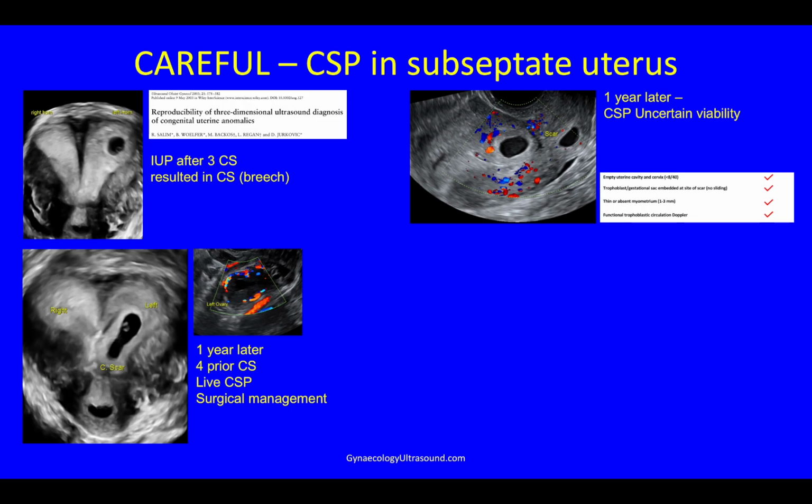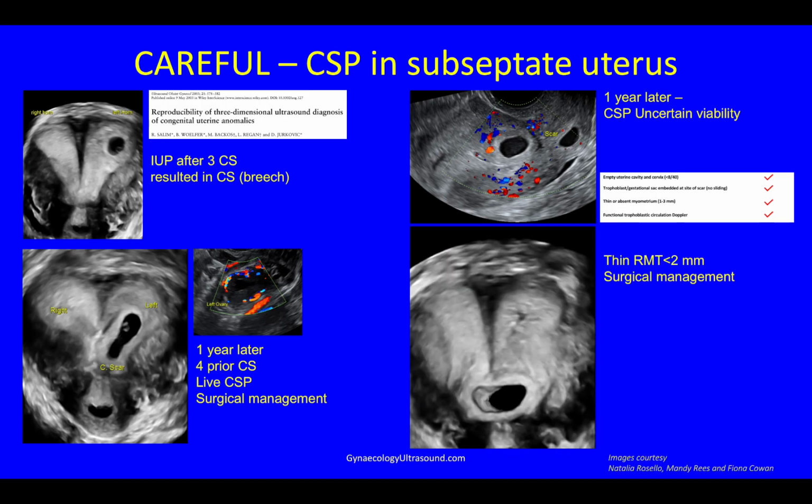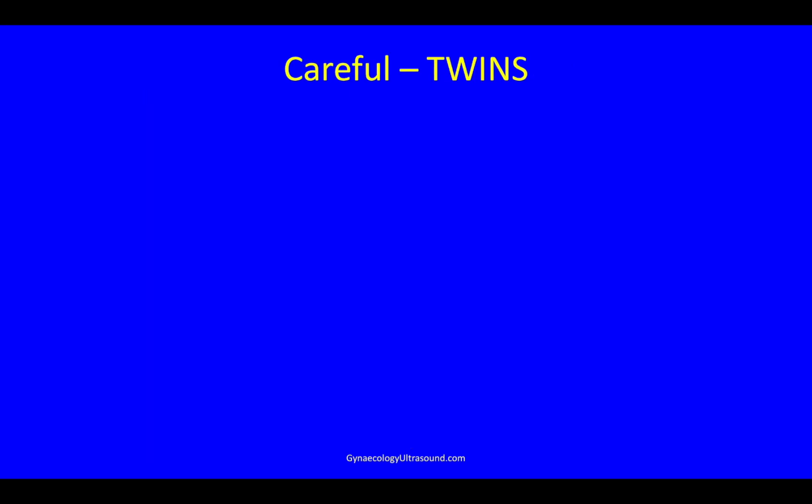A year later, she developed yet another scar pregnancy of uncertain viability this time, and this is what it looks like on 3D, and thin overlying myometrium again, and she had uneventful surgical management.